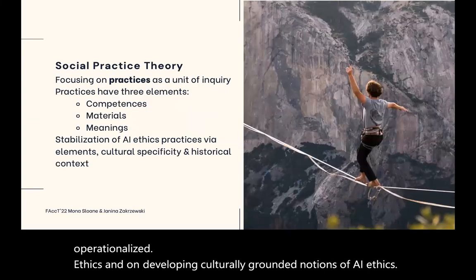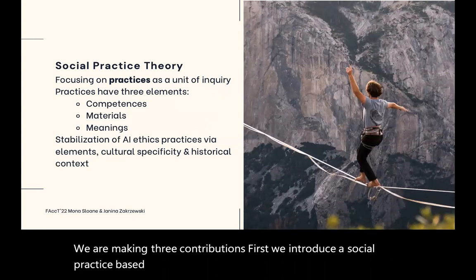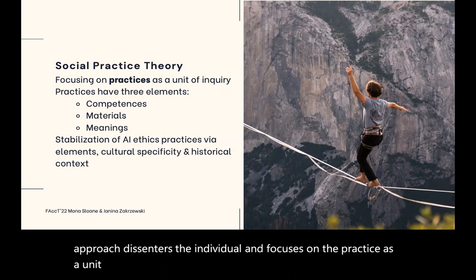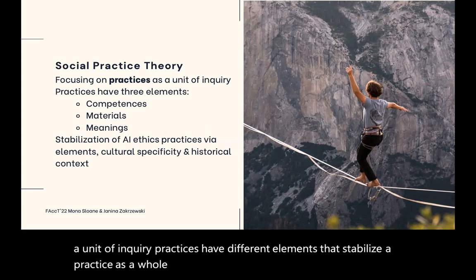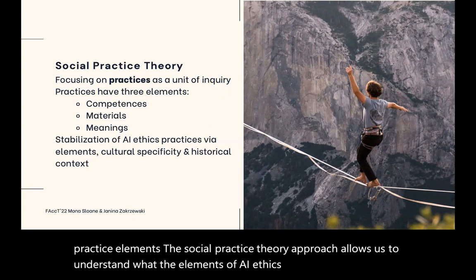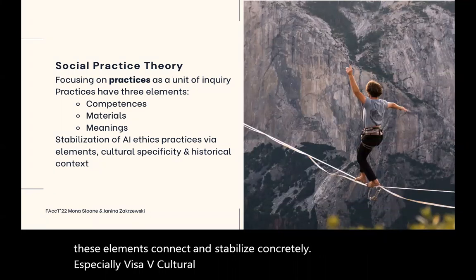We are making three contributions. First, we introduce a social practice-based approach for understanding ethical AI. This approach decenters the individual and focuses on the practice as a unit of inquiry. Practices have different elements that stabilize a practice as a whole through individual repetition that link up practice elements. The social practice theory approach allows us to understand what the elements of AI ethics practices are and how these elements connect and stabilize concretely, especially vis-a-vis cultural specificity and historical context.